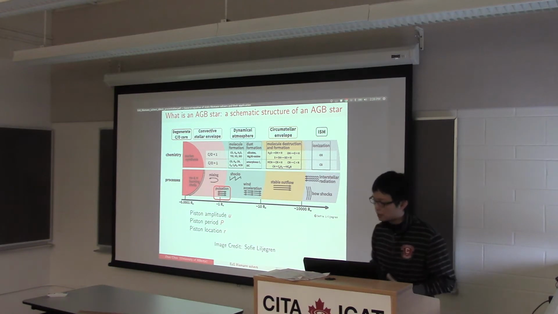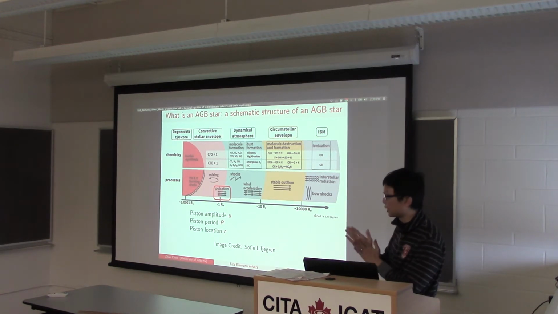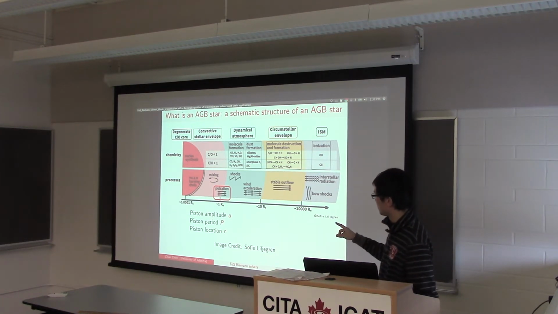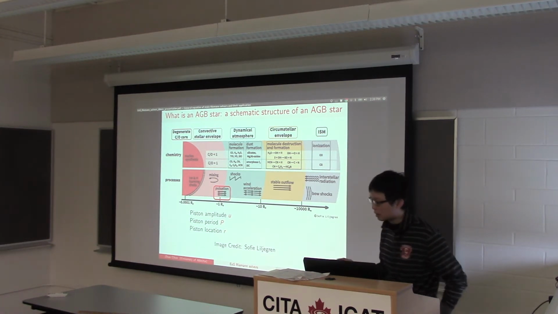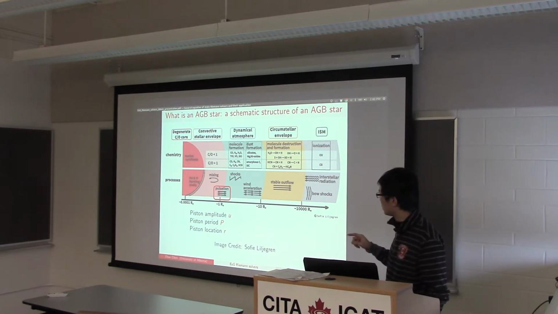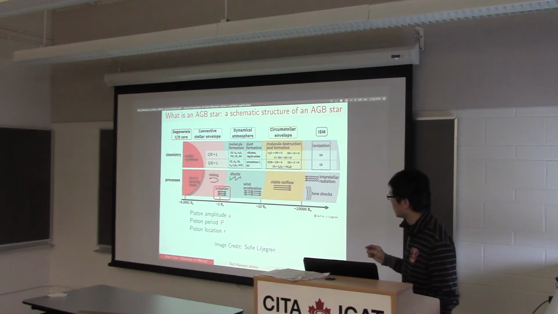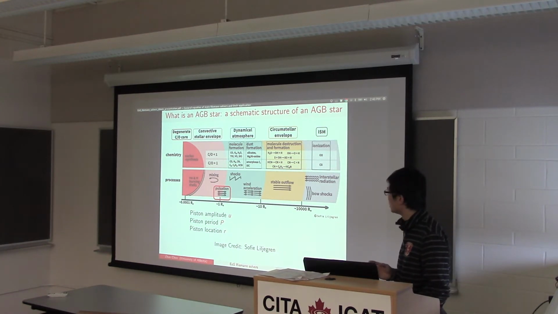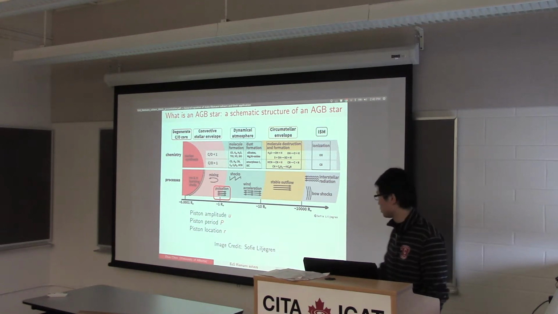There are 3 characteristic numbers of the pulsation. We model the pulsation like a piston. So we put a layer in the 1D model. We put a layer of piston at the stellar boundary, and we set its amplitude, its period, and location. These 3 numbers are actually not clear to us, and they are very subtle.